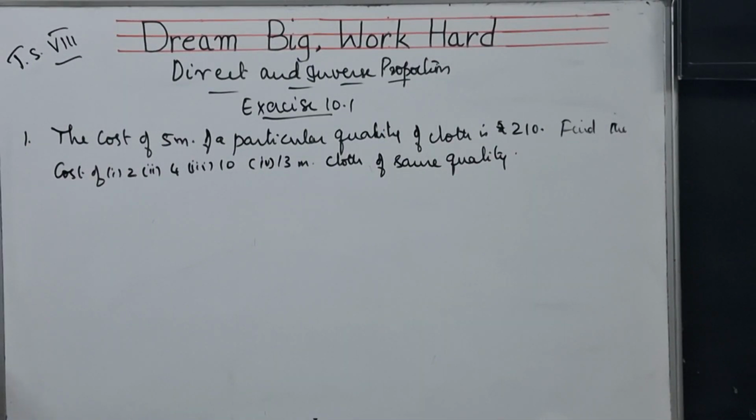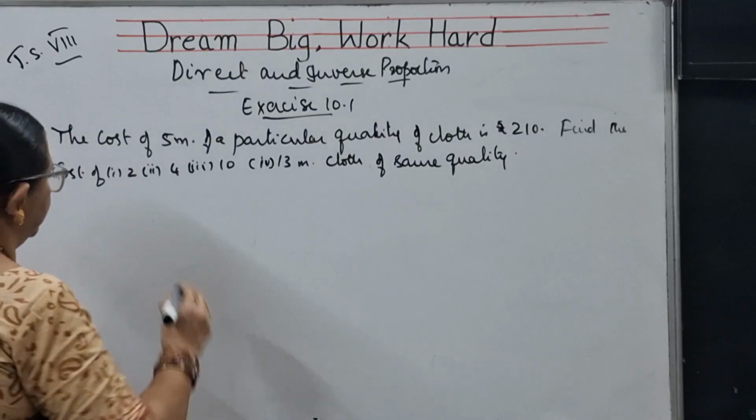I am now dealing with 8th class maths, direct and inverse proportion. In that exercise 10.1, the first problem is: the cost of 5 meters of a particular quality of cloth is 210 rupees. Find the cost of 2, 4, 10, 13 meters. Means 2 meters of cloth how much, 4 meters how much, 10 meters how much, and 13 meters how much. So let us see this here.